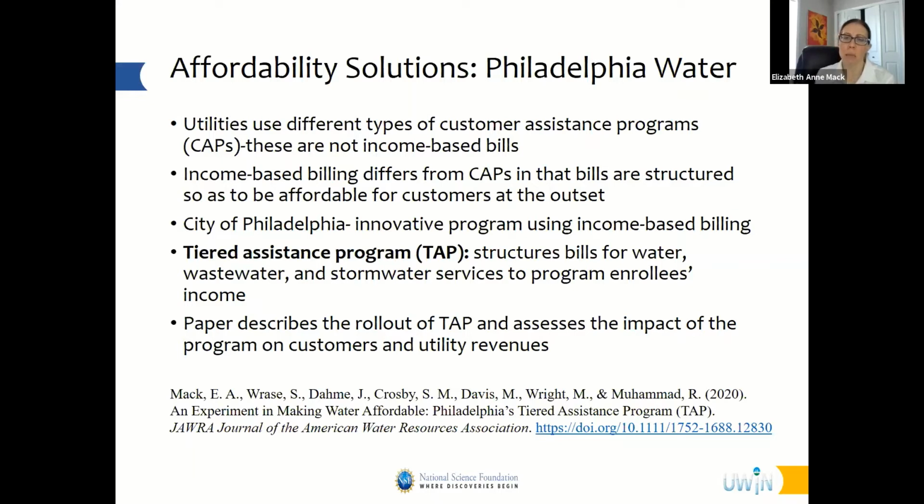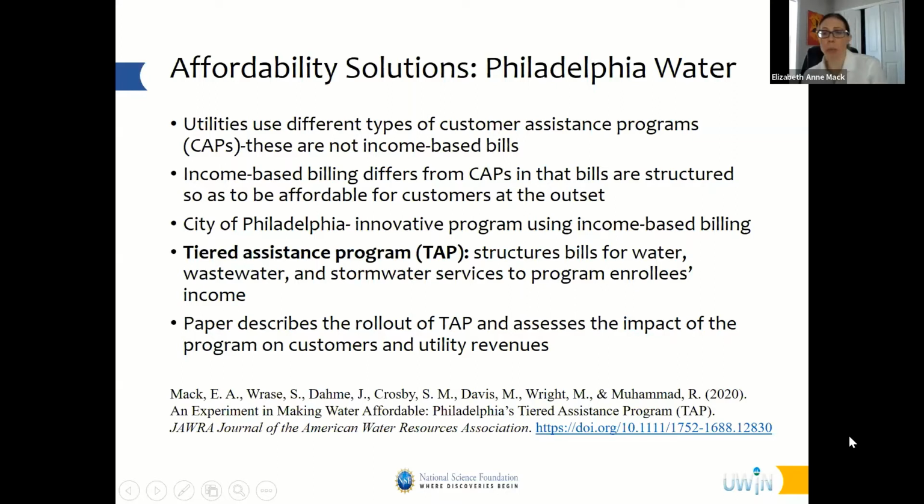So in that sense, income-based billing differs from your traditional customer assistance program because bills are structured so that they are affordable for customers at the outset, meaning that they're actually benchmarked to customers' level of income. So this is something that several metropolitan areas, I believe this has also been implemented in Baltimore by this point, have debated implementing. And in the paper, I have the citation listed for you.